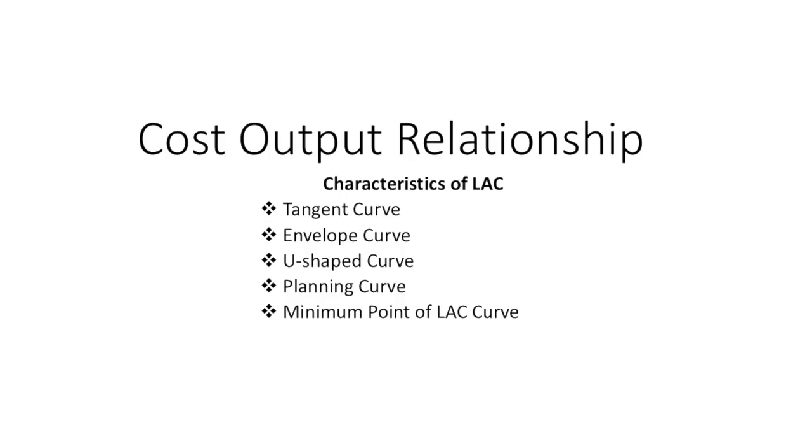This LAC curve is tangential to the various short run average cost curves. It is also known as an envelope curve, because it envelops a group of short run average cost curves, which are appropriate to the different levels of output. And now we can say it is a U-shaped curve, but it is much flatter in nature. The long run average cost gradually falls and rises due to the economies and diseconomies of scale.